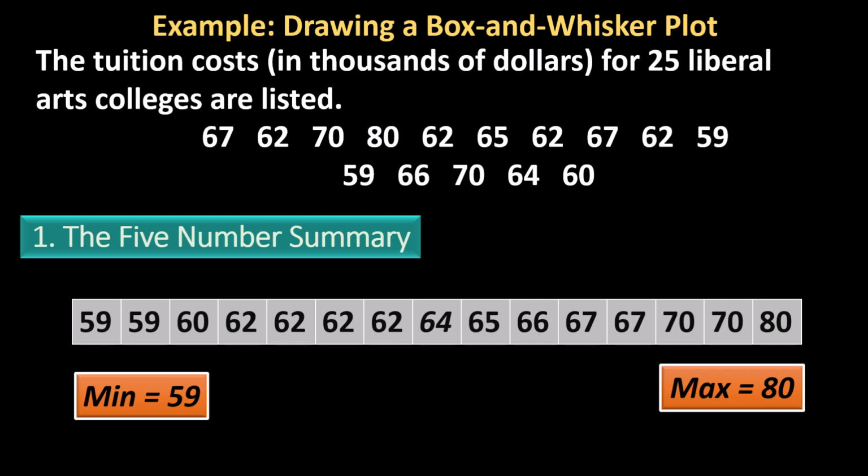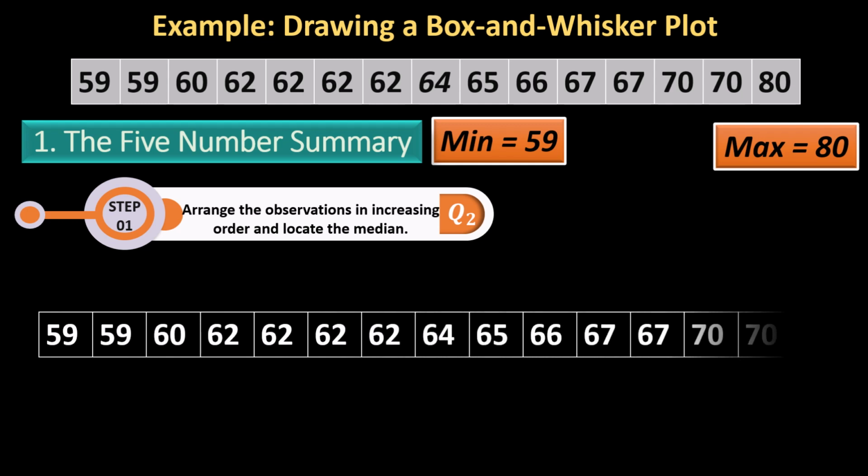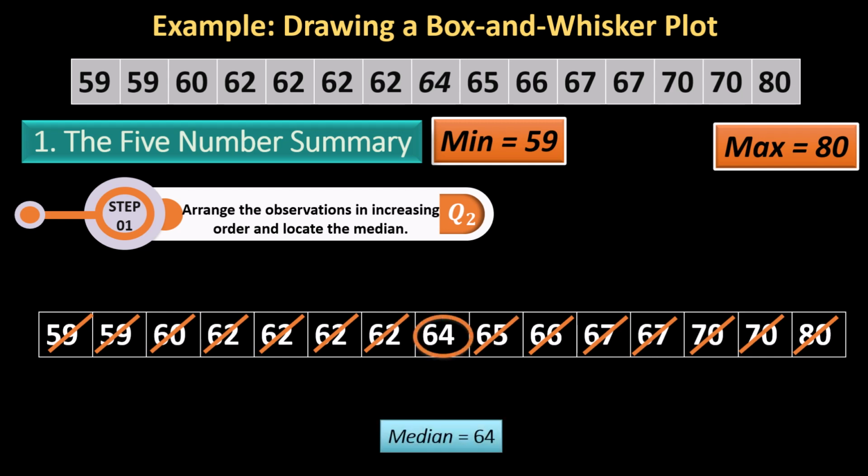Next, we need to find the Q2, the median. Yes, we know how to find the median. So we arrange our data set. We have this ordered data. Then we can find the median easily, the middle number. Here, the median is 64. Now we know the minimum, maximum and median.